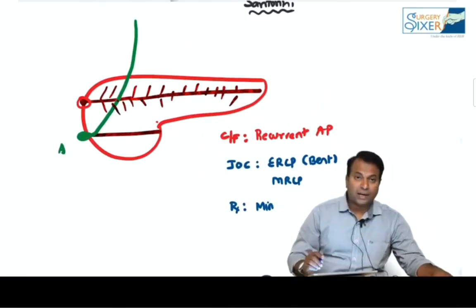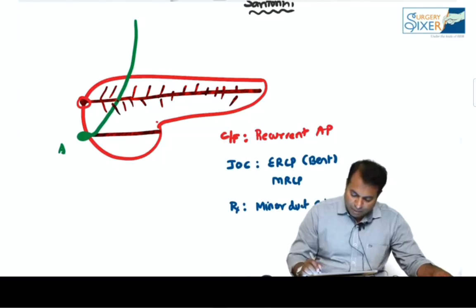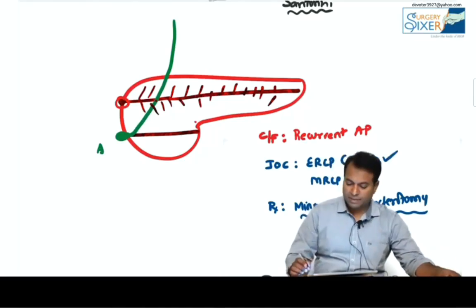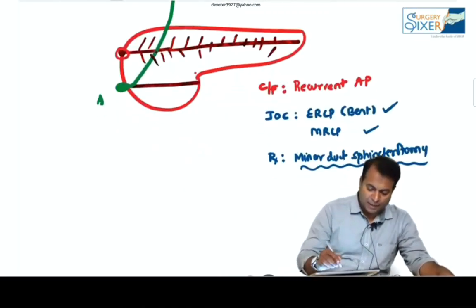The minor duct will be undergoing sphincterotomy. Please remember, minor duct sphincterotomy will be done. So the treatment is minor duct sphincterotomy. Please don't forget. So the clinical feature is recurrent acute pancreatitis, and investigation of choice is ERCP or MRCP, and minor duct sphincterotomy is done for those cases.